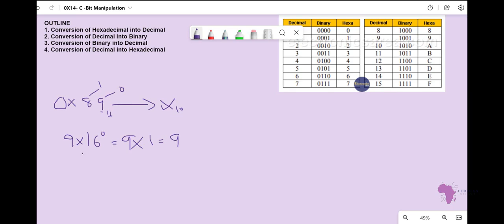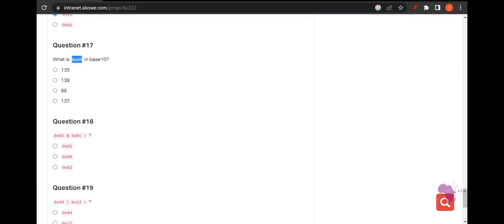Then let's come to another one, which is like saying we multiply 8 by 16 raised to 1, which is equivalent to saying 8 multiplied by 16. What will it give me? Let me do the calculation. So this will give me 128, I think so. Then when you add 128 plus 9, it will give us 137. And that will be our answer.